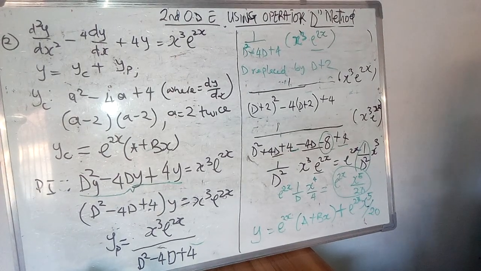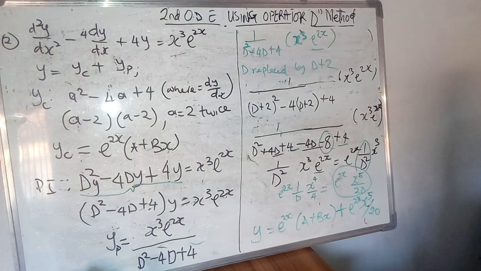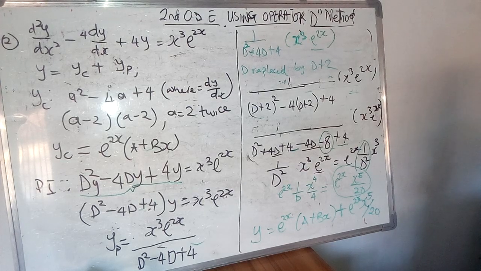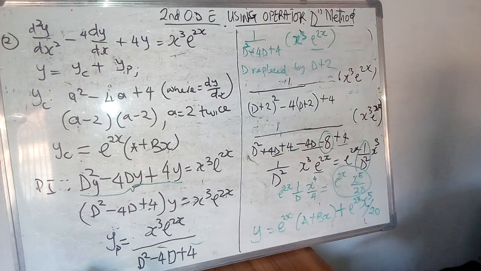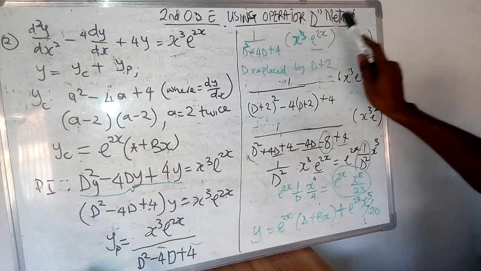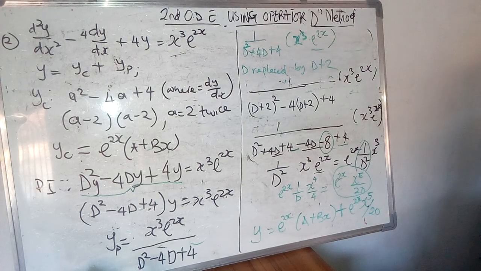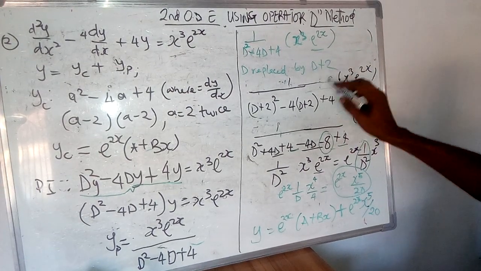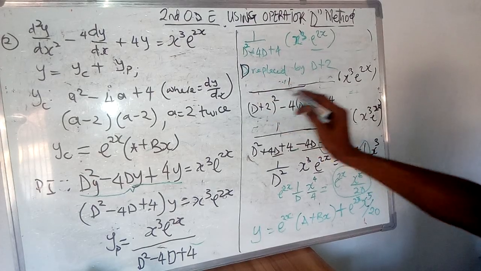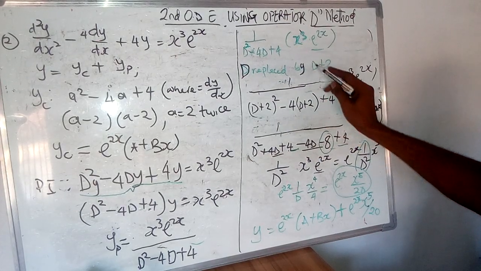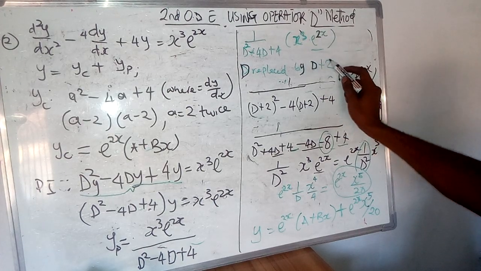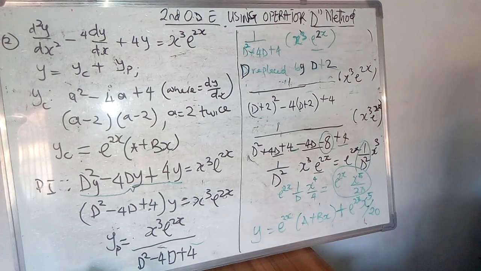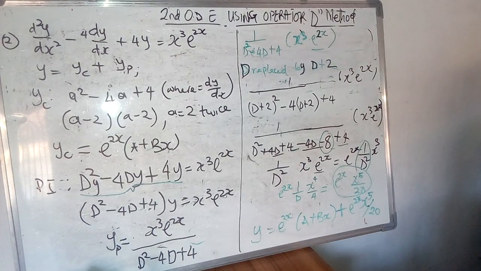Alright. Recall, what you should take note of here is that when you are operating on a polynomial and an exponential function, you make the operator operate based on the exponential function. You replace the operator d by d plus whatever is the coefficient of x in the exponent. In this case it's 2, so you replace it by d plus 2. And that's it for the tutorial.